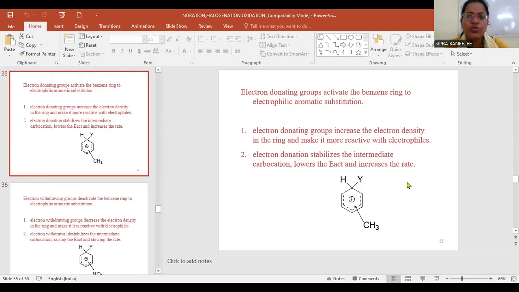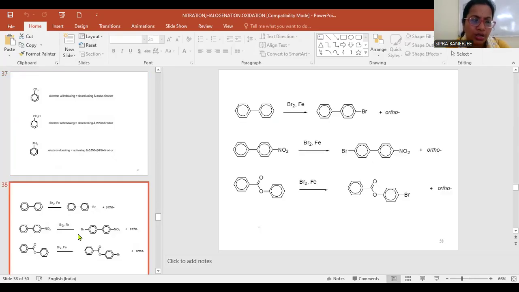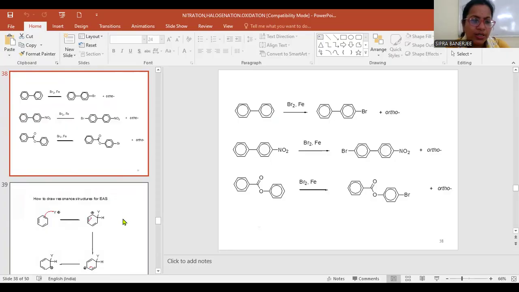Now, electron donating groups activate the benzene ring to electrophilic substitution. Electron donating groups also increase the electron density in the ring and make it more reactive with the electrophiles. Electron donating groups stabilize the intermediate carbocation, lower the activation energy and increase the rate of reaction. See, electron withdrawing groups like CF3 are deactivating and meta-directing. Electron donating groups activate the ring and make it ortho-para directing. Okay, so different reactions are there.